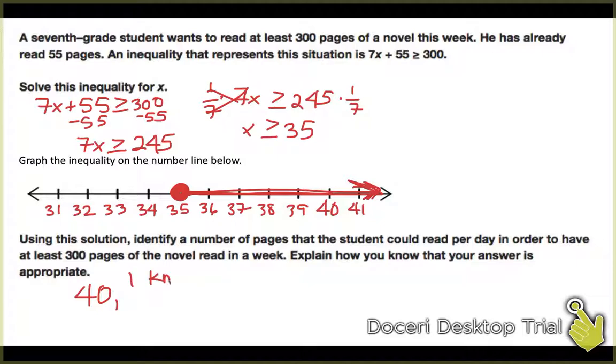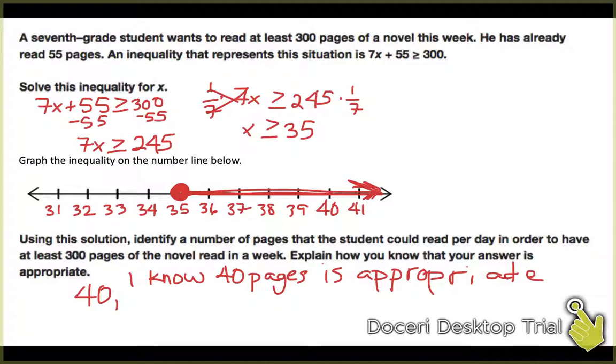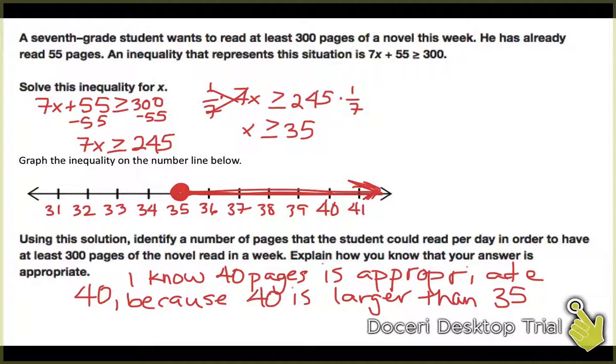I know 40 pages is appropriate because 40 is larger than 35. And it falls on the graph.